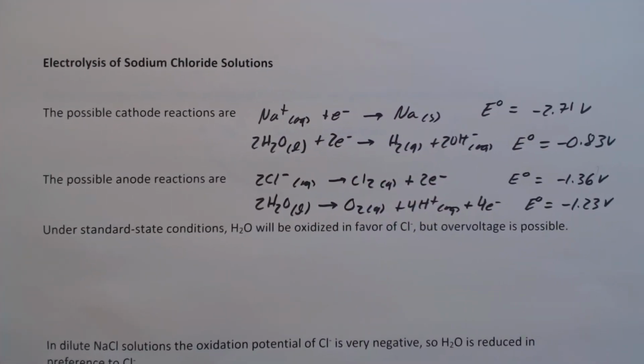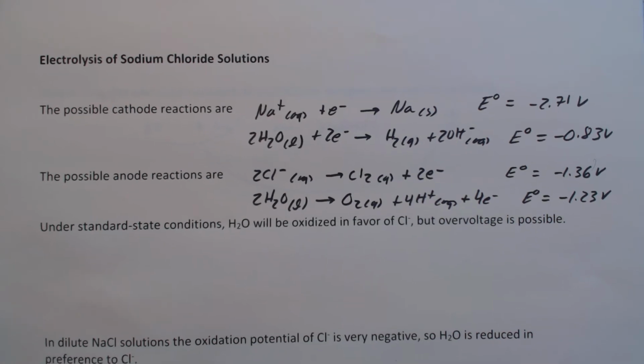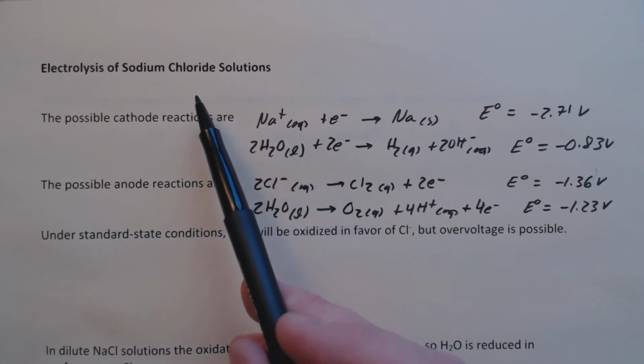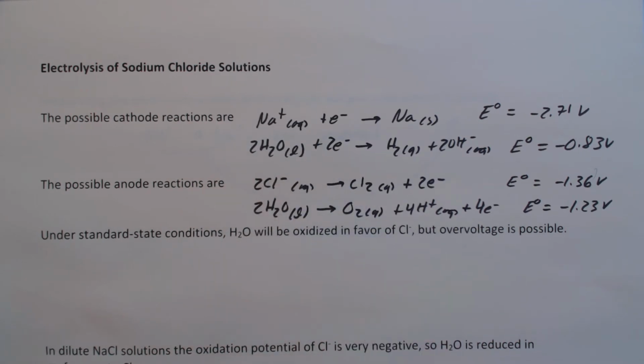Electrolysis of sodium chloride solutions. Sulfuric acid is fairly dangerous, and more expensive. So if you want to do the electrolysis of water using sodium chloride, that's going to be a cheaper option, but we have to be careful of overvoltage.